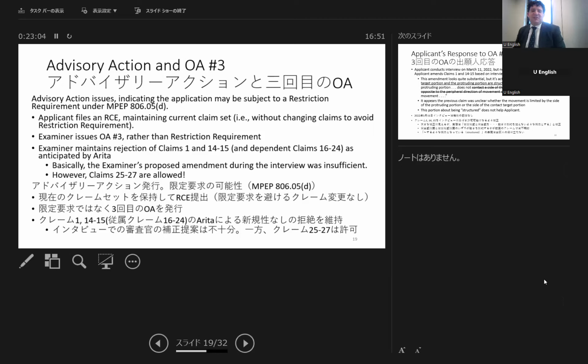He maintains his rejection of claims 1 and 14 through 15, as well as all of the dependent claims 16 through 24 that were added earlier. And basically, the lesson that the applicant learned is that the examiner's proposed amendment during the interview was insufficient. Okay, the examiner got his own reasoning incorrect, but somewhat surprisingly, claims 25 through 27 were allowed.